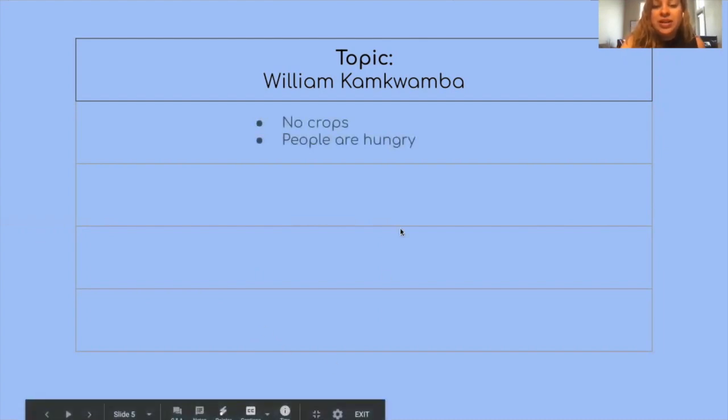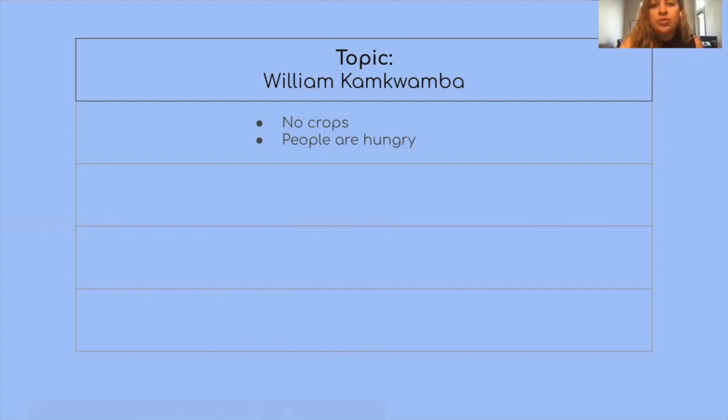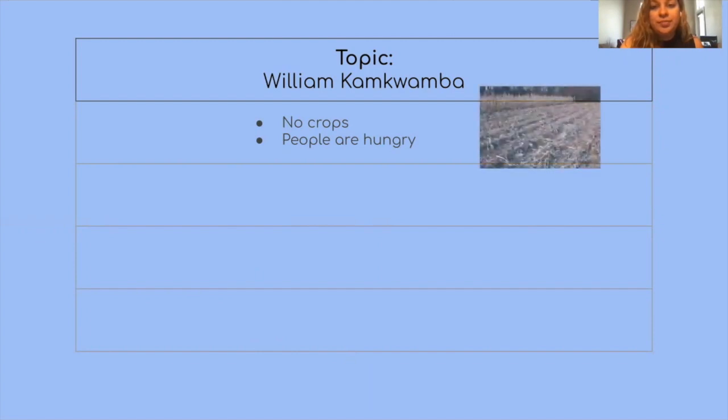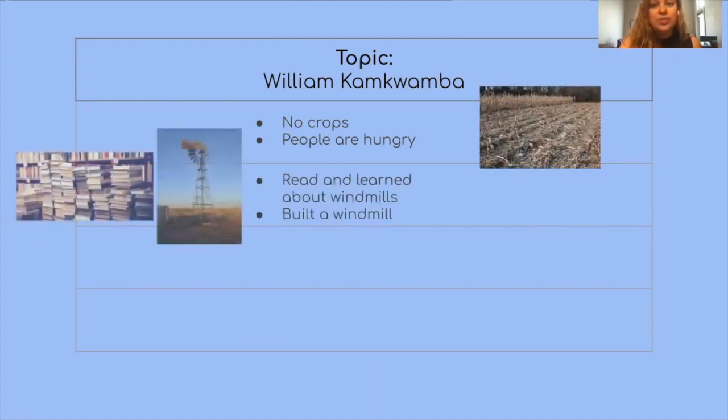And one of our important details that we circled was that no crops were growing due to the lack of water, and people are hungry. William read and learned about windmills, and then he got to build his own windmill. After that, the crops began to grow again.